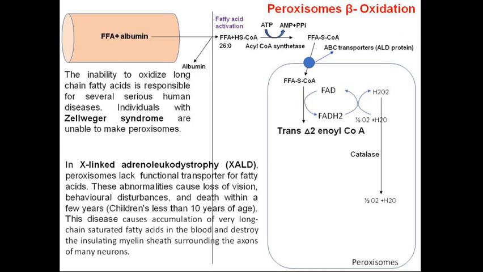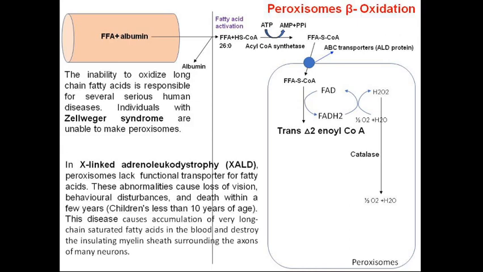Long chain means they are beyond 20 carbon fatty acid chain, so they tend to accumulate in the cytoplasm of the cells. As a result of this accumulation, these children suffer from several kinds of abnormalities like loss of vision. They have some behavioral disturbance as well, and most of these children die before the age of 10. Although the origin of these two diseases is different, they have common symptoms, and there is a common marker, which is the accumulation of long chain fatty acid within the cytoplasm.